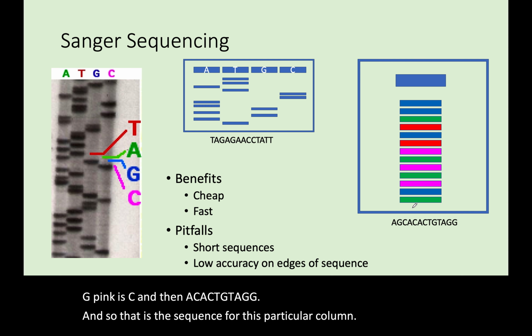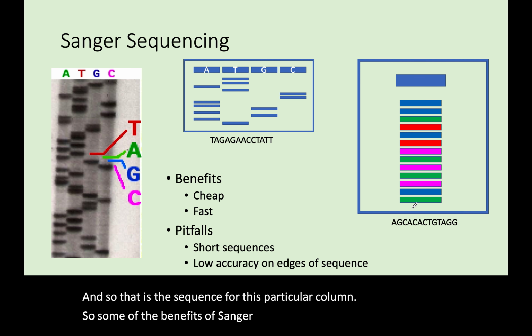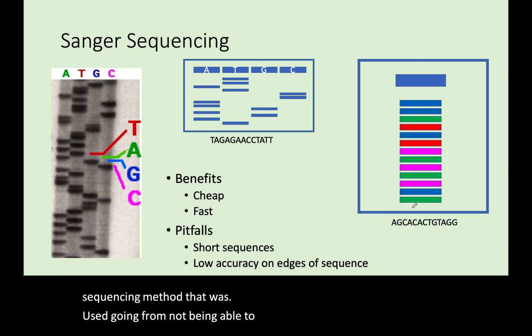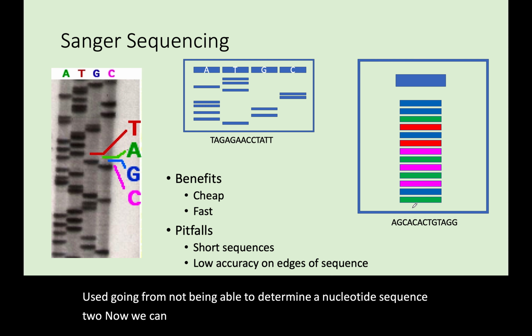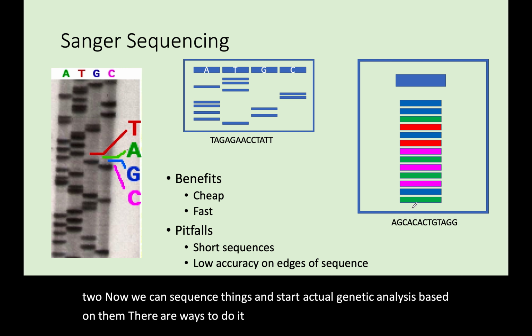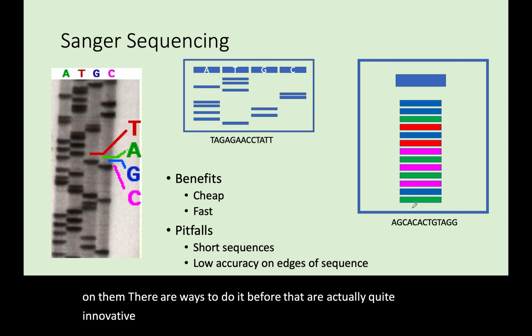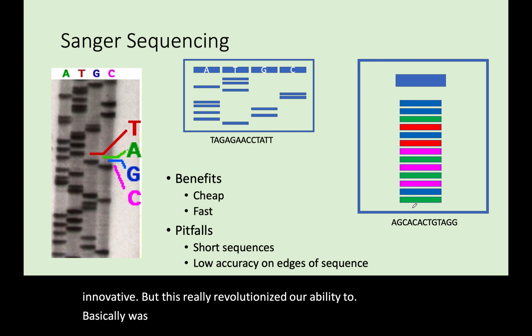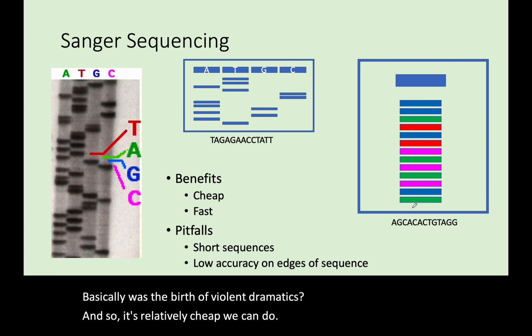So some of the benefits of Sanger sequencing: this was the first sequencing method that was used, going from not being able to determine a nucleotide sequence to now being able to sequence things and start actual genetic analyses based on them. There were ways to do it before that were quite innovative, but this really revolutionized our ability to; it was basically the birth of bioinformatics. And it's relatively cheap. We can do probably 1,500 nucleotides at a time.